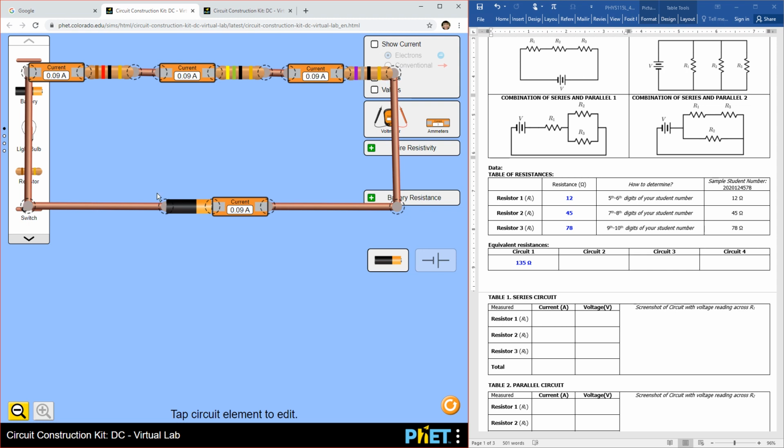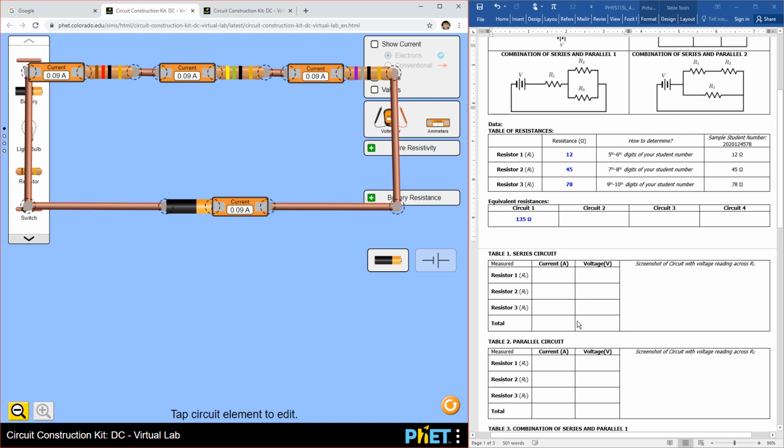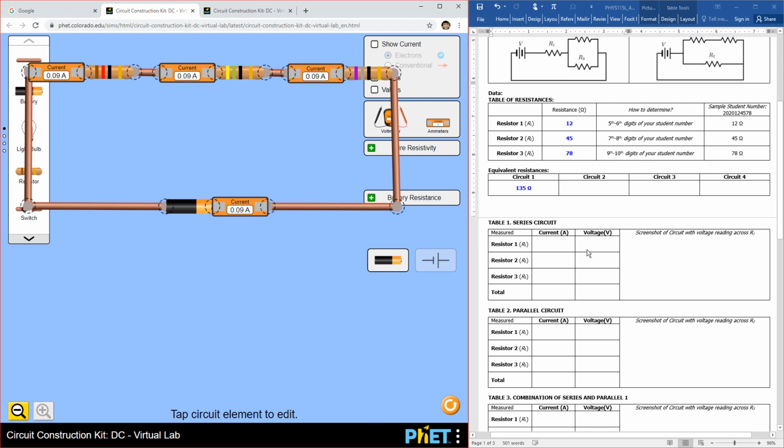Okay, and we have a clean circuit, because what's important to us right now is the reading of the current and your voltage. So let's start with the current. The current flowing through R1, R2, and R3, as you will notice, as you expect, is the same because the resistors are in series. Just type in 0.09, 0.09, 0.09, and the total current, which is the current flowing just beside your battery, is 0.09, which is what we expect.